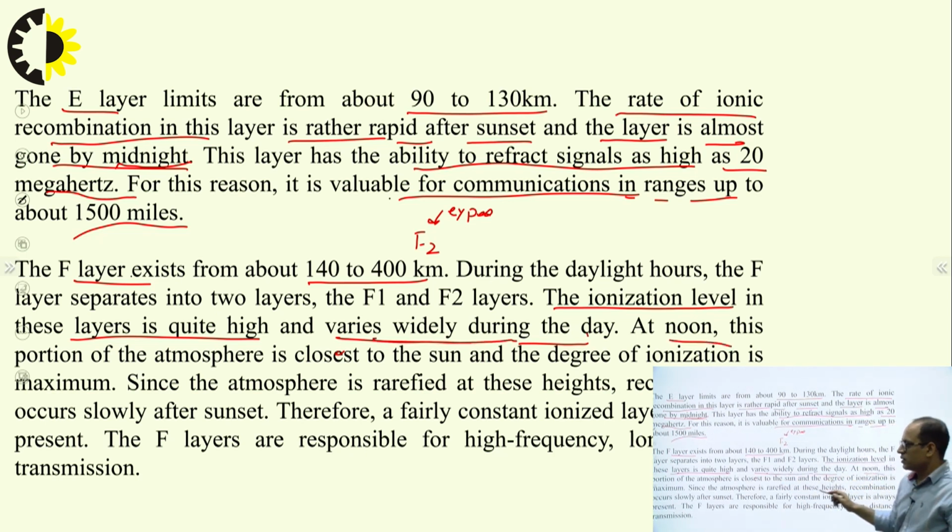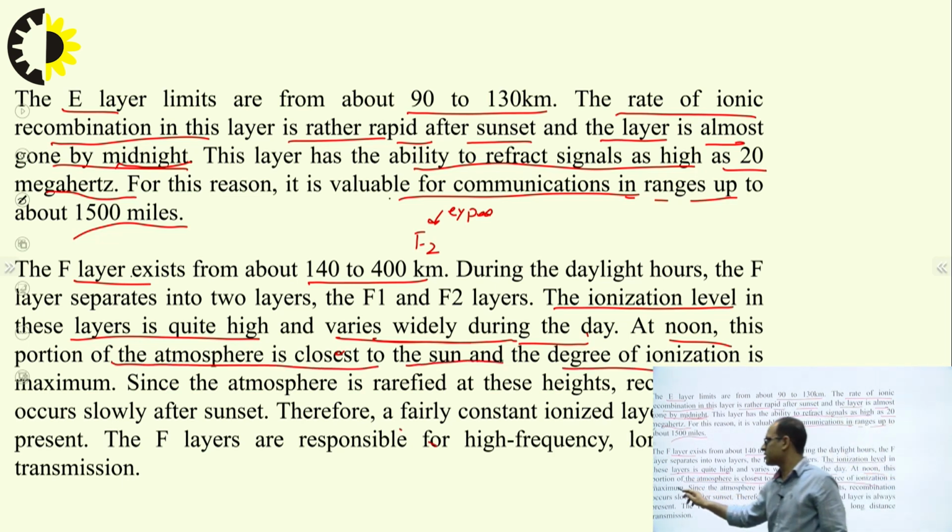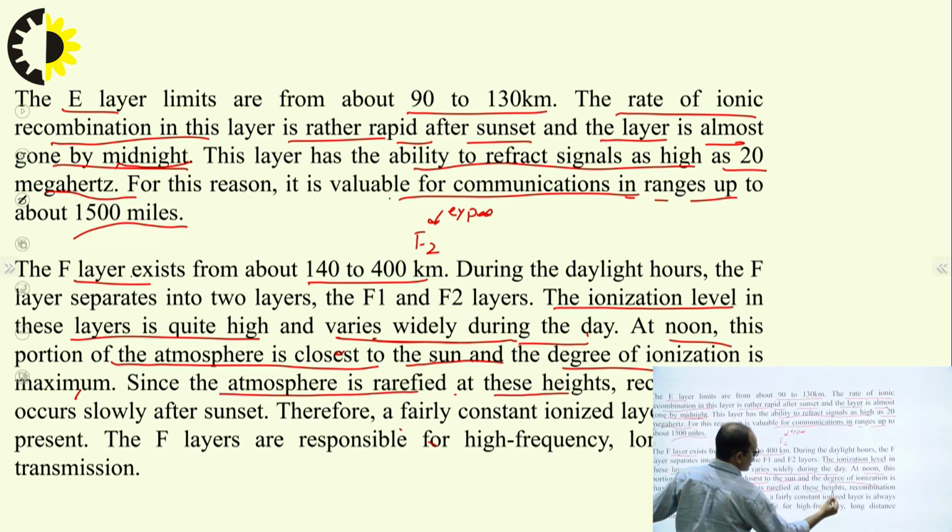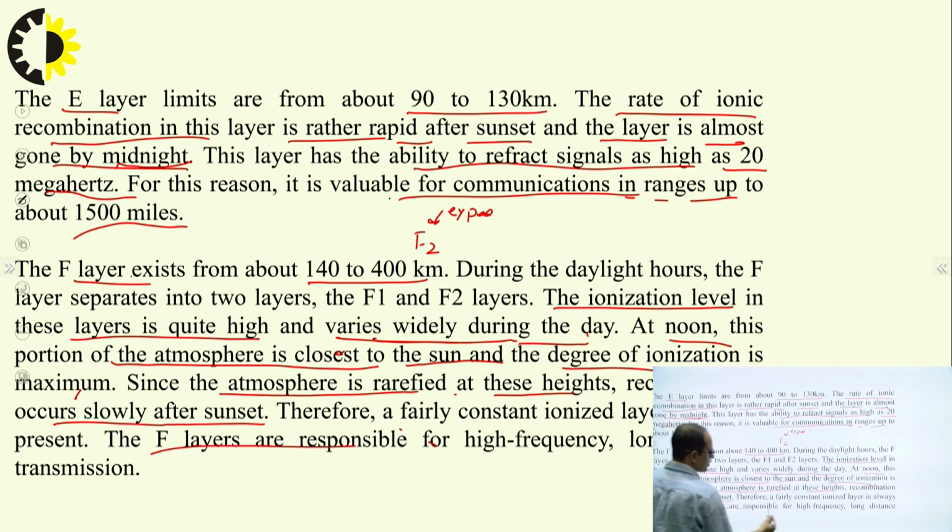At noon, this portion of the atmosphere is closest to the sun, and the degree of ionization is the maximum during the maximum daylight, that is during noon. Since the atmosphere is rarefied at these heights, recombination occurs slowly after the sunset. Clear? So after the sunset, these F1 and F2 layers get recombined and make an F layer. This F layer is mainly useful for the transmission of high frequency signals and for long distance transmission.